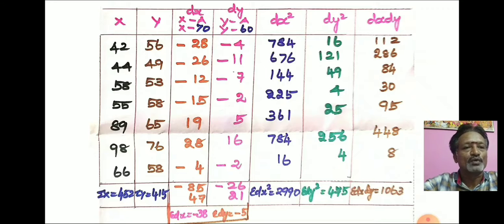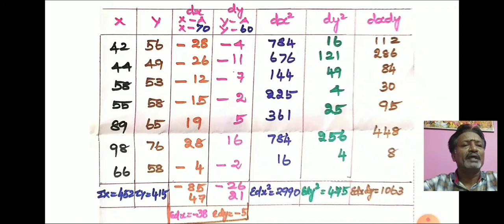Then in the same way, you take the square of the dy values. Minus 4 squared is 16, 11 squared is 121, 7 squared is 49, 2 squared is 4, 5 squared is 25, 16 squared is 256, and 2 squared is 4. Now you take the sum of all the dy square values. The sum is equal to 475. So sigma dy square is equal to 475.